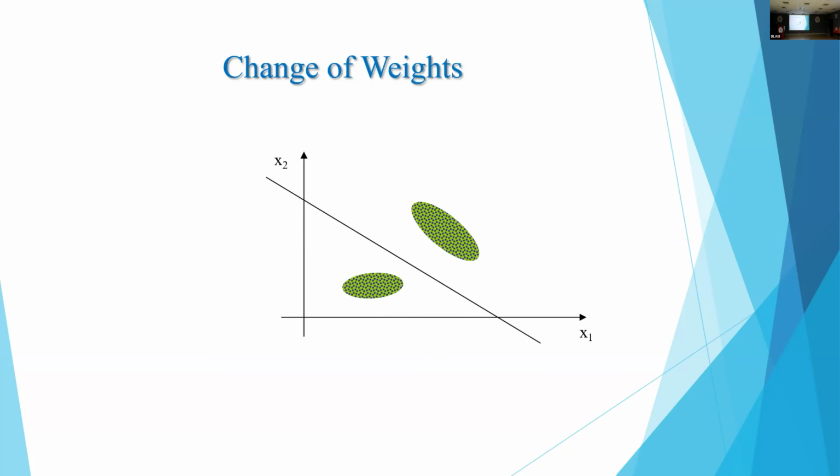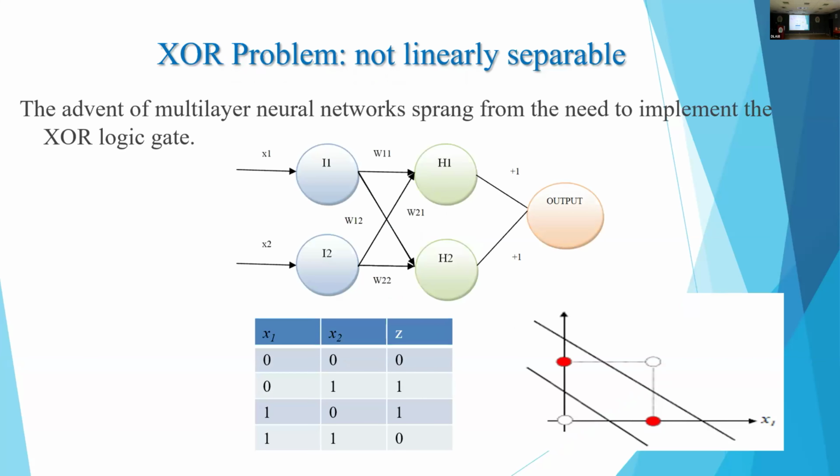Probably now I am done. So this is that learning rule, whatever I have shown. But if the patterns are linearly separable, then this neuron can work well, otherwise not. Say, for example, the exclusive OR function.